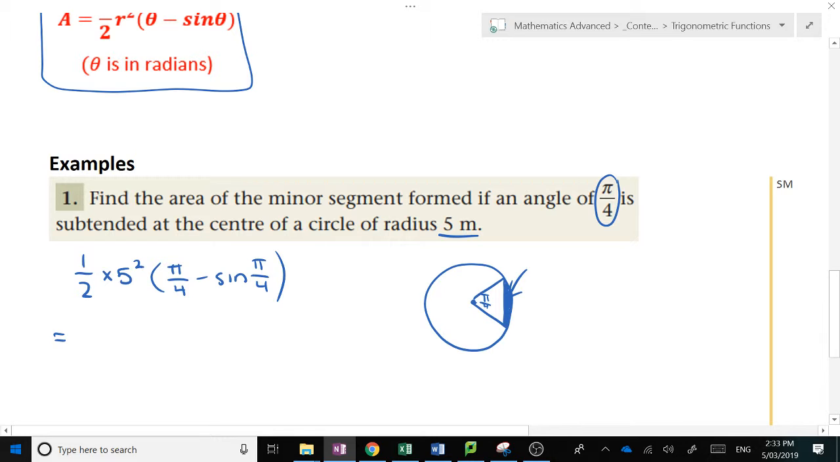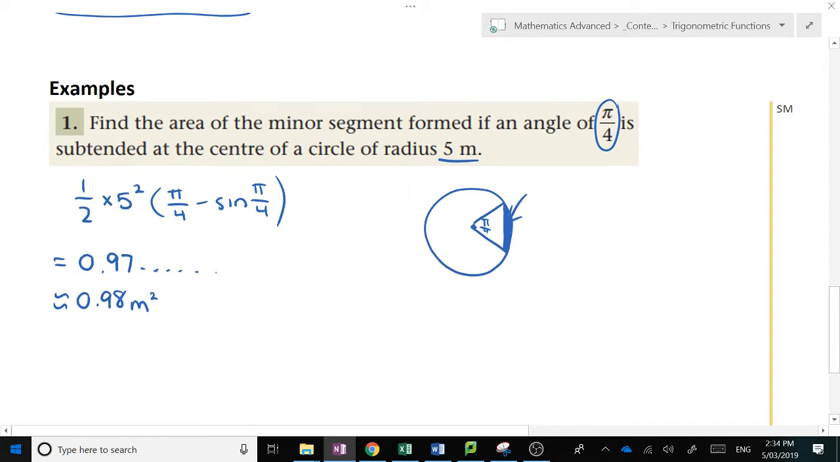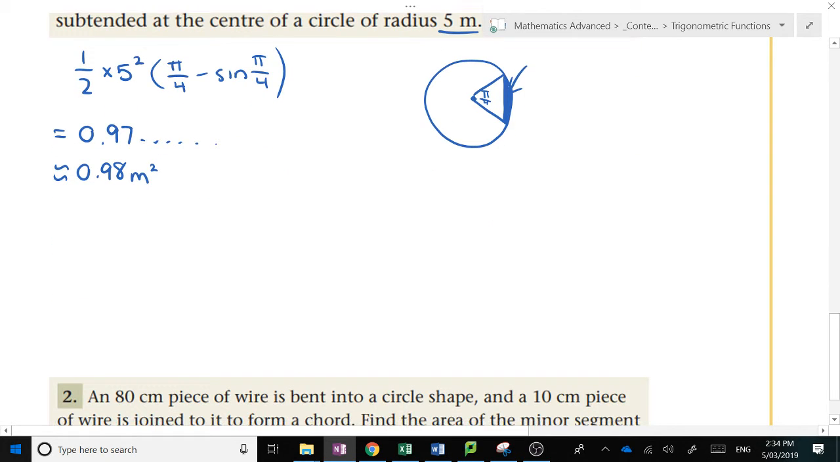What did you get? 0.978. That's what I got. 0.97 and so on. That's alright. So 0.98 meters squared. Yeah? So Izzy will go check your calculator afterwards.